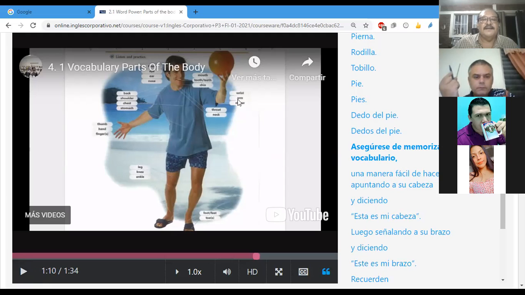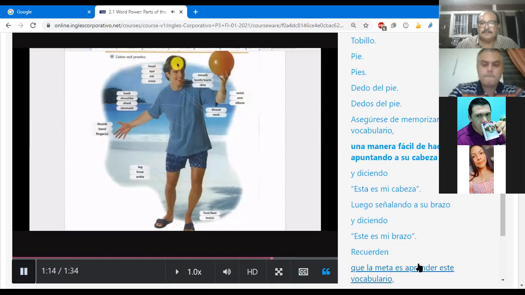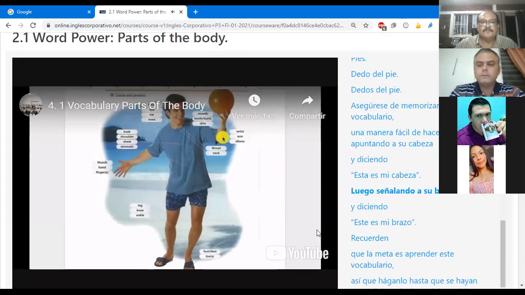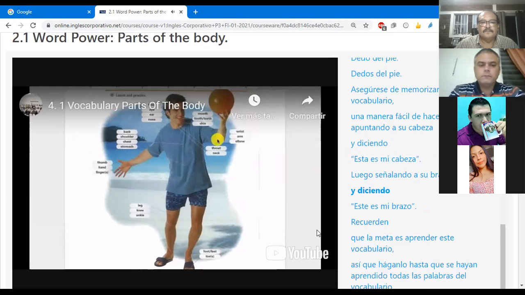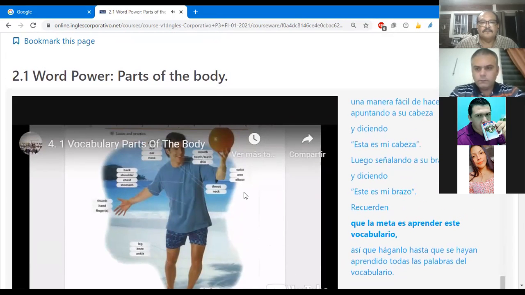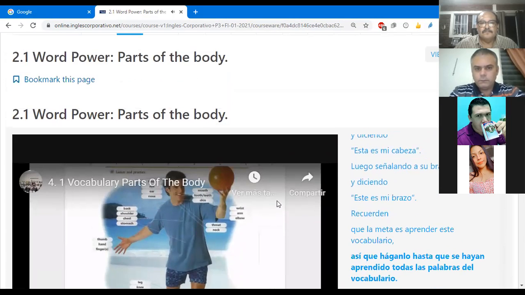And then you can also say I have a toothache. Un dolor de muela, un dolor de diente, right? A toothache. So these are other expressions. An easy way to do this is by pointing to your head and saying, this is my head. Then pointing to your arm and saying, this is my arm. Remember, the goal is to learn this vocabulary. So do this until you have learned all the vocabulary words.